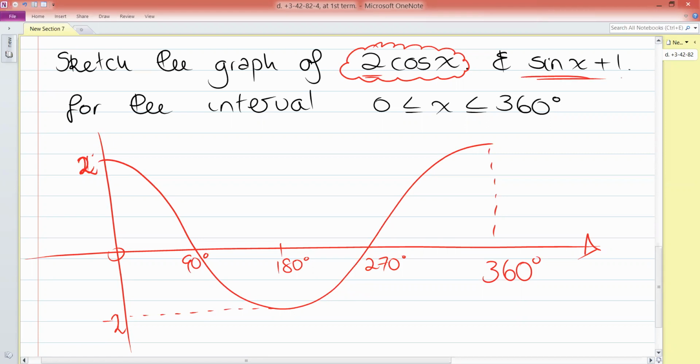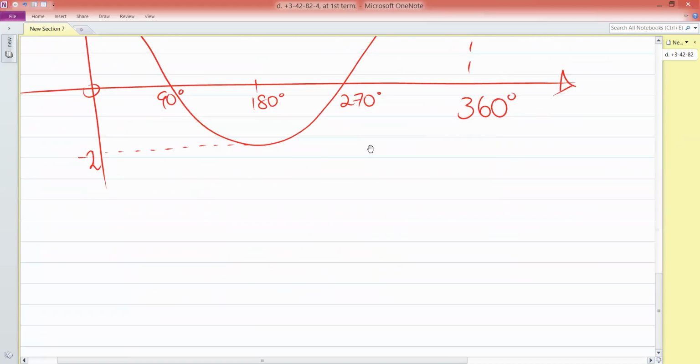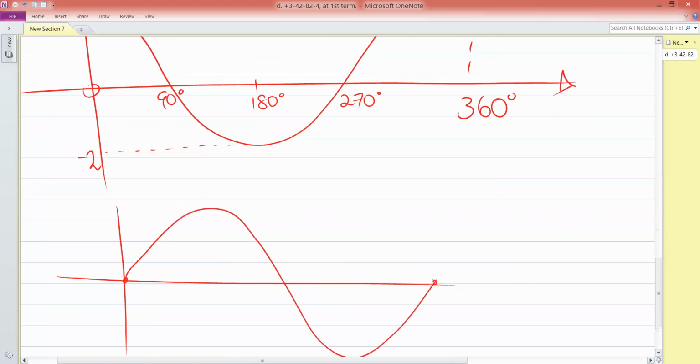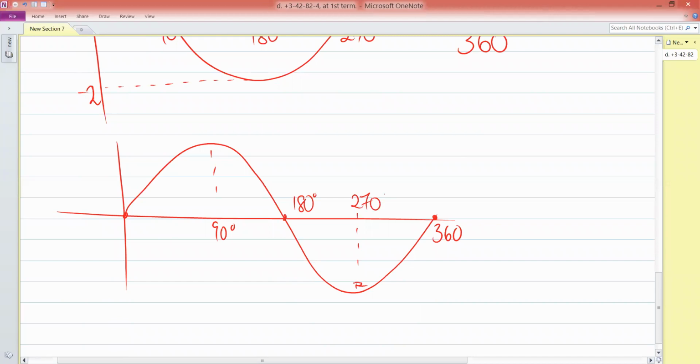Now, let's think about the sine x plus 1. Now, what does sine x look like originally? It starts off at 0, like that. This is your 90, 180, 360, this is 270 here. It's from 0 to 360. What's your max? Your max is 1. Your minimum is -1.